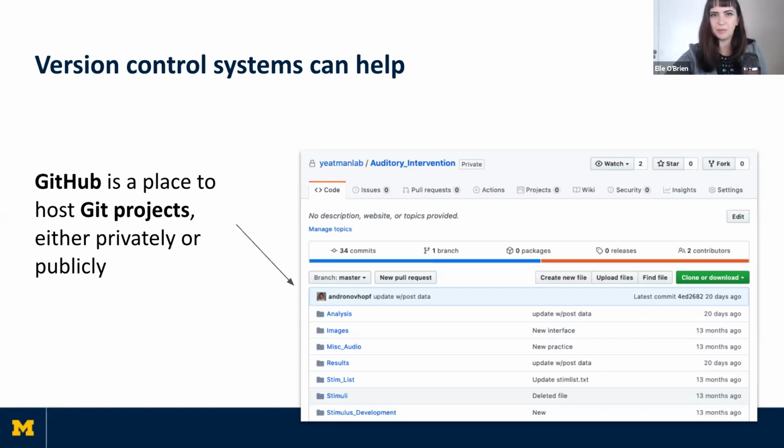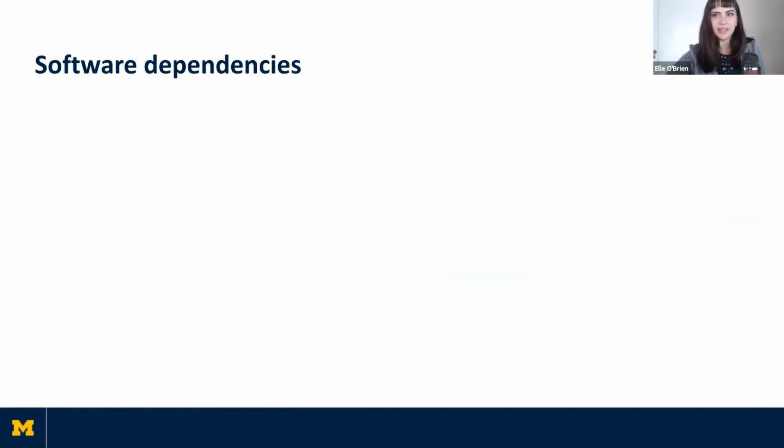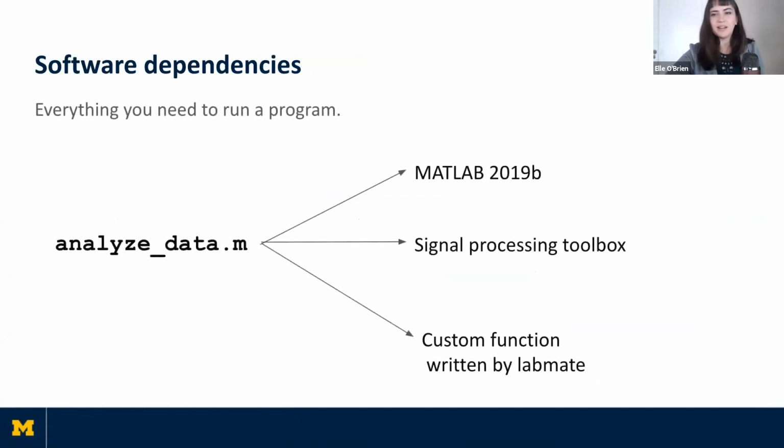Some of you may be familiar with this, some may not. That's okay too. And finally, there's software dependencies, which is everything you need to run a program. For example, if you have some MATLAB code, you might need a particular MATLAB version, you might need a special toolbox, and you might need some custom functions that have been written by somebody on your team. If you were just to give this to your teammate or your friend, and they don't have all these things installed, they won't be able to run your code.